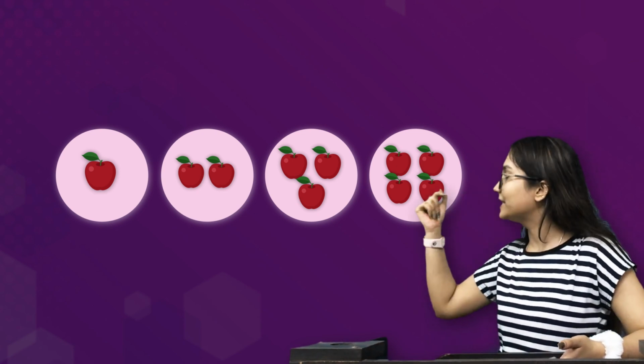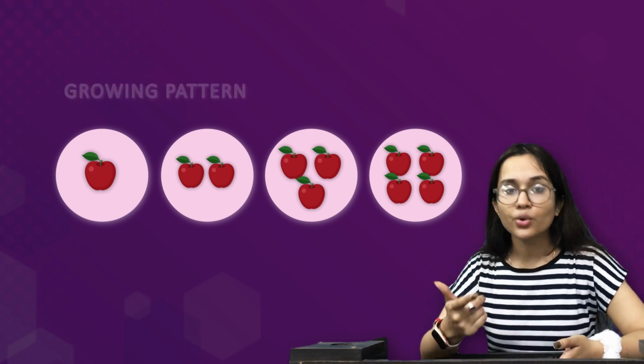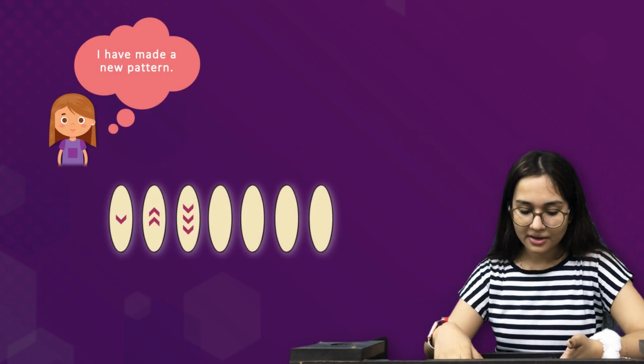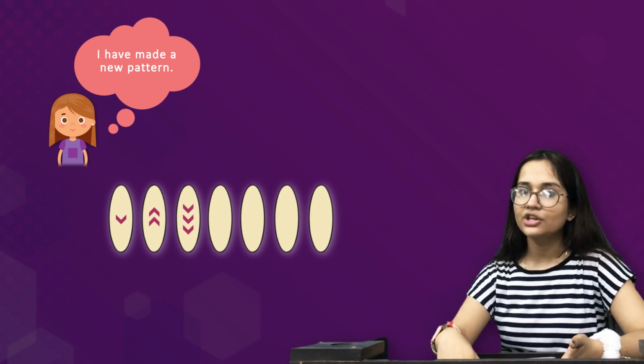So now I am following a pattern, and the rule of my pattern is I am increasing the number of apples by 1 every time. So that's a growing pattern, that is increasing the numbers. Similarly, the girl has done this in her book. What she is doing is she has made a new pattern.